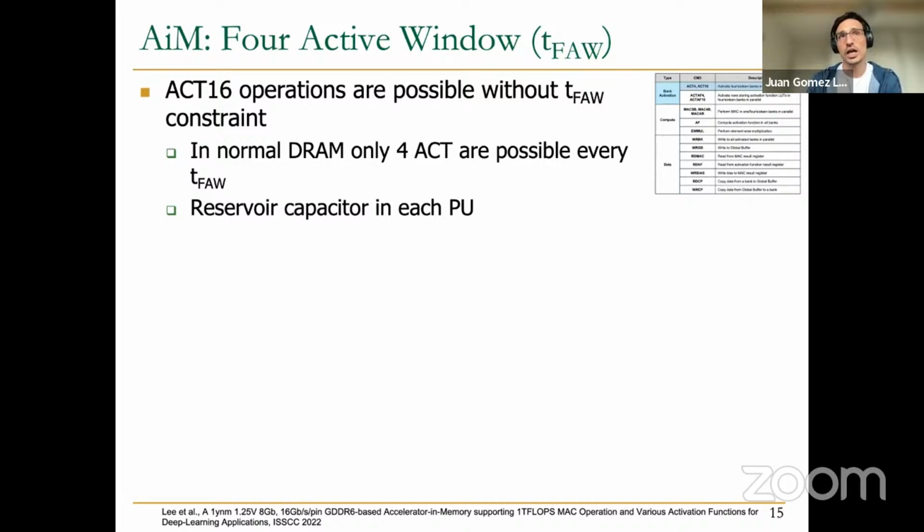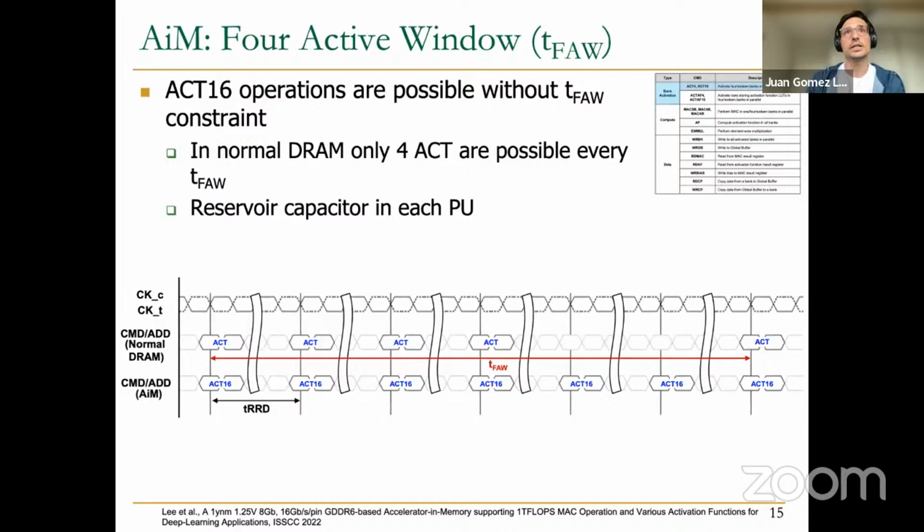What SK Hynix engineers did in order to be able to perform up to 16 activations in this T4 time is extending the PUs with a reservoir capacitor. And as you can see here in this timeline, we can compare the normal DRAM operation where only 4 activate commands can be issued every T4 seconds or nanoseconds, while in the modified design for the accelerator-in-memory architecture, it's possible to issue new activate commands up to 16 during this time.